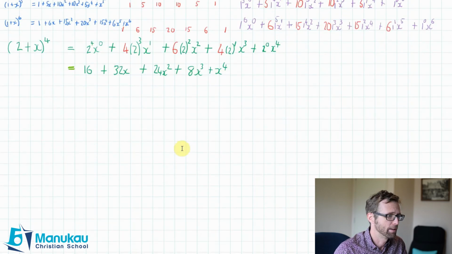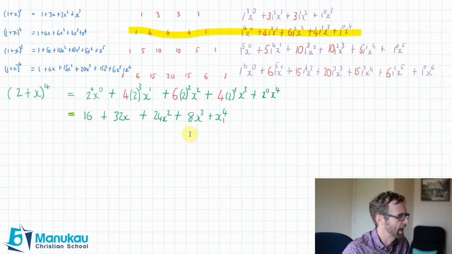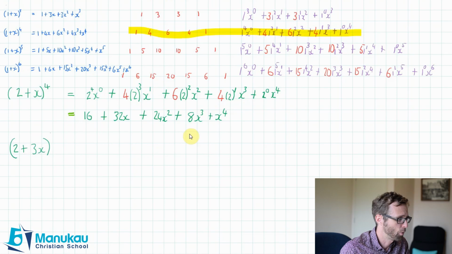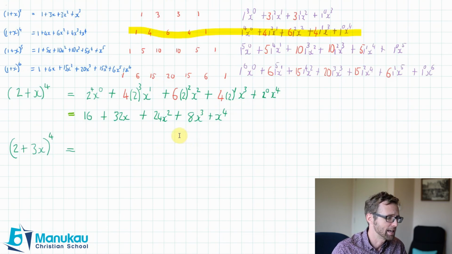Well, let's try one from our exercise book, and for that we're going to do this one here: 2 plus 3x all to the power of 4. Same kind of scenario here, but what has changed this time? You will notice that we have a 3x. So it's going to be pretty much the same as what we've just done here, but we will now be replacing our x with 3x. So let's look at that now.